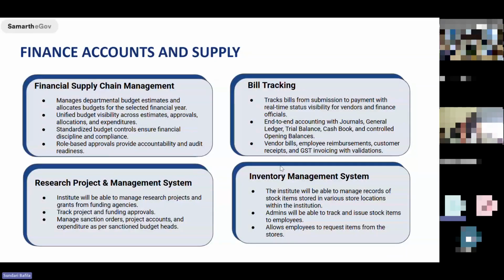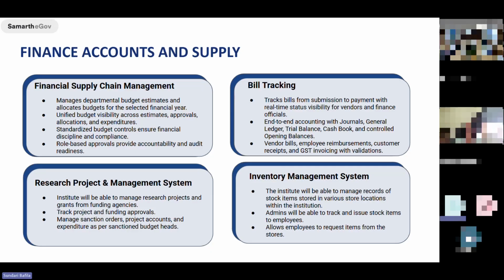Now coming to the finance, accounting, and supply chain modules, there are four modules under this category, as you can see. First one is the financial supply chain management module, which is FSCM. This module helps institutions plan and manage their budgets for a financial year. It allows departments to create budget estimates and track approvals, allocations, and expenses. It also has a proper approval system and keeps a record for audit processes.